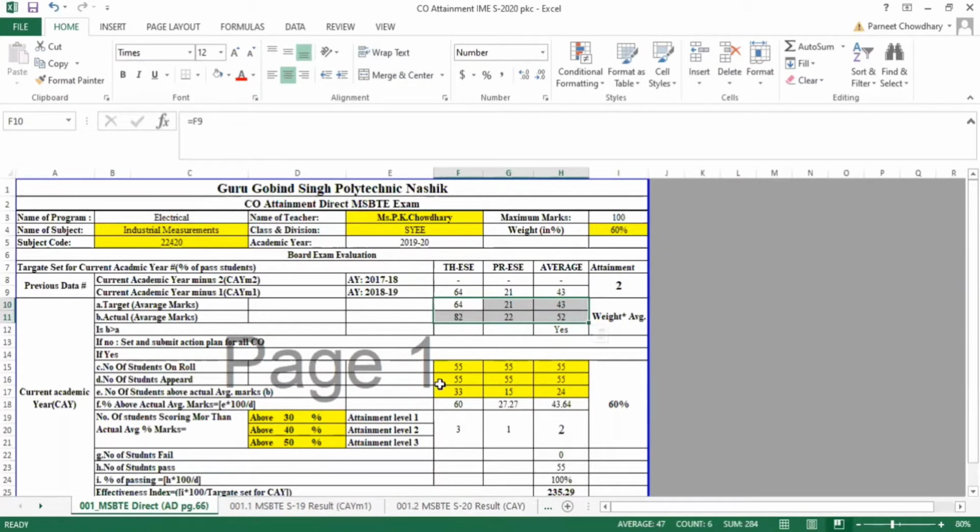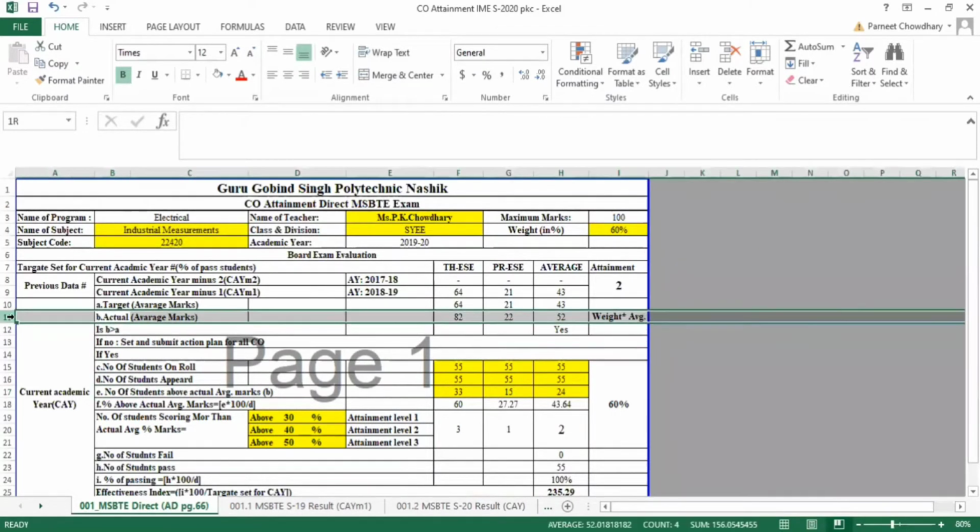After this, next we have number of students on roll. This we will get from the result analysis, how many students were on roll, how many students appeared for the exam. Next is number of students, the E row you see, number of students above actual average marks B.